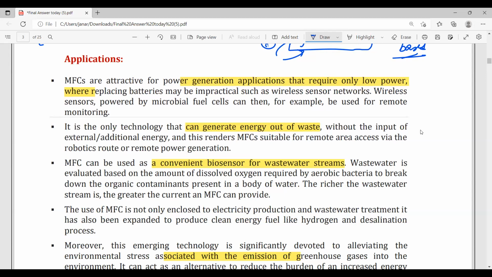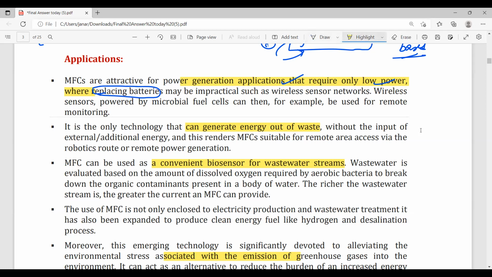Applications are what we are interested in, not the full theories, right? With low power requirements, there is no need to replace batteries again and again, which becomes impossible in some places. Look at the keywords that can be dumped there: wireless sensor networks, wireless sensors in remote locations, remote monitoring. We need to measure the environmental impact of various Ramsar sites located in hostile places. Microbial fuel cells can send us data if we establish them there. Waste to energy is definitely a very good application.